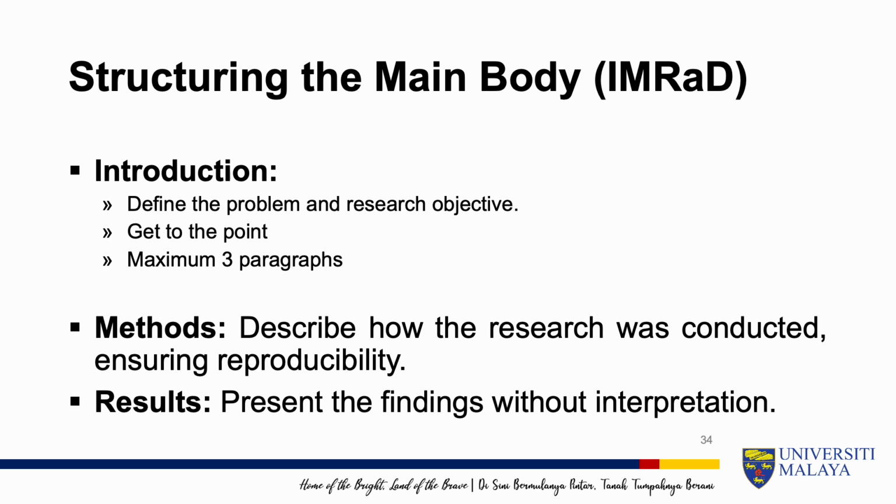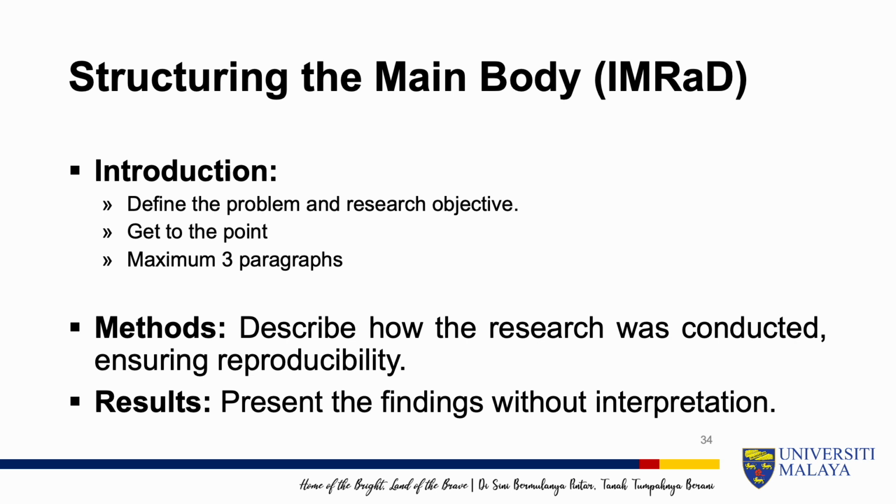Now we move on to the structuring of the main body of your article. The IMRAD structure is commonly used in scientific writing. What is IMRAD? Introduction, method, result, and discussion. In the introduction, usually you try to confine it to 3 paragraphs. In the three paragraphs, you define the problem and the research objective, and you try to quickly get to the point. Try your best to get to the point. Don't elaborate so much.